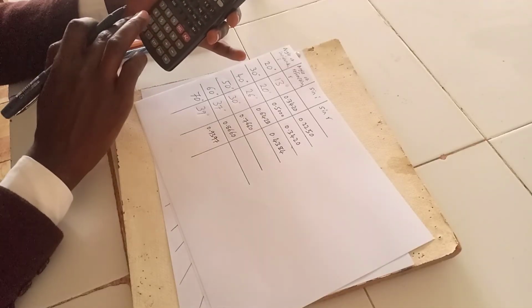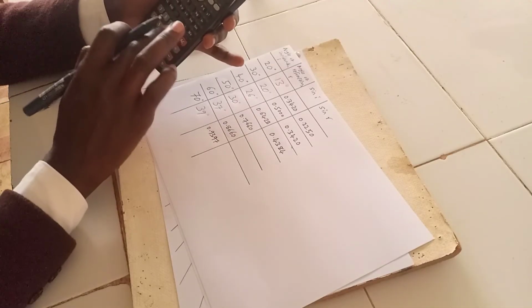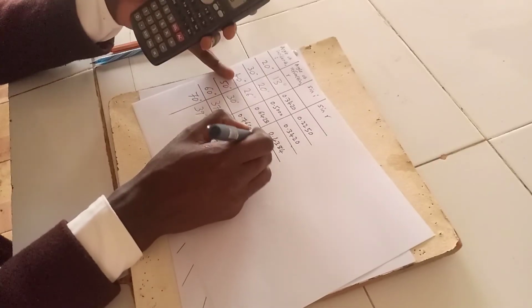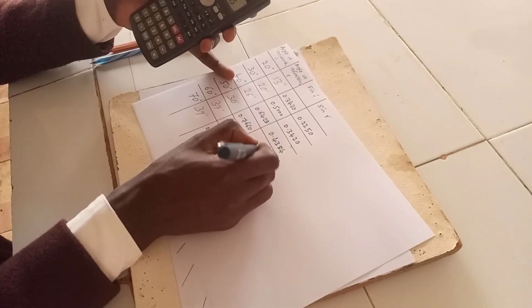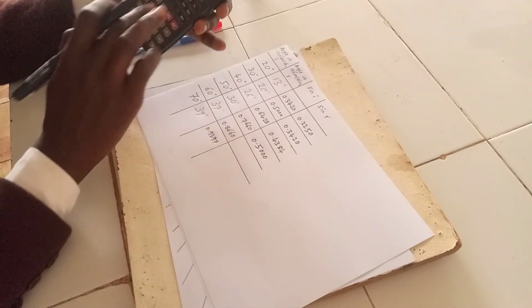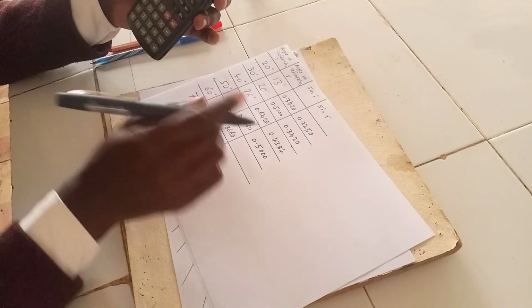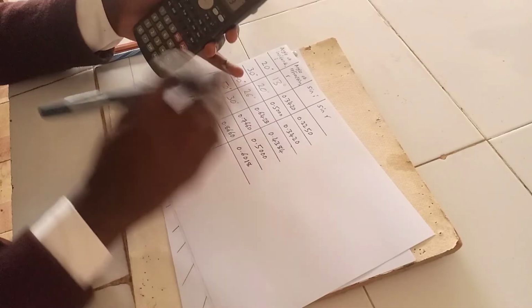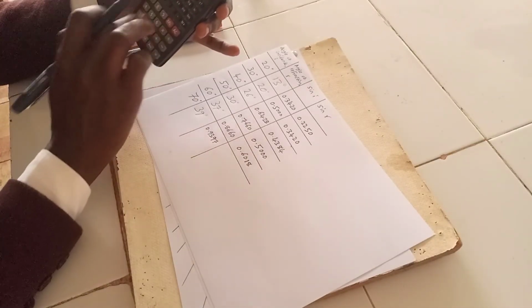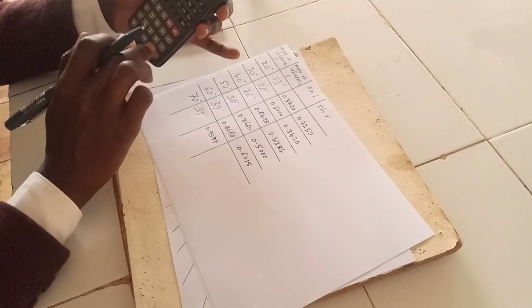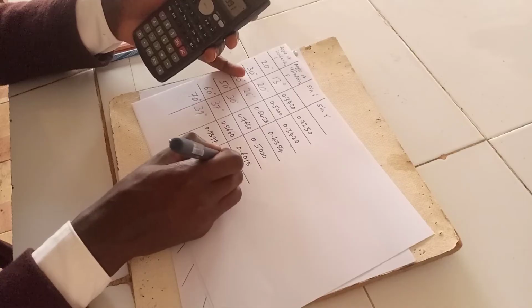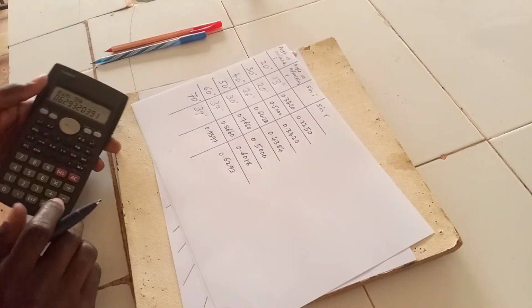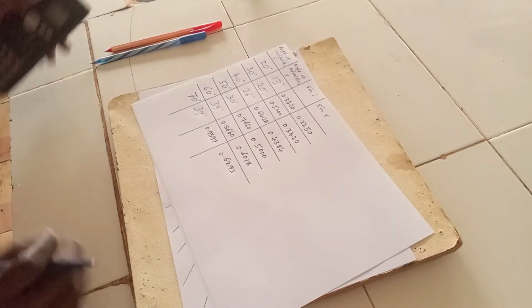We go to sine 30. Sine 30 is 0.5, maybe you can add 3 zeros. Sine 37 is 0.6018. Then we have sine 39, 0.6293. So those are the values of sines.